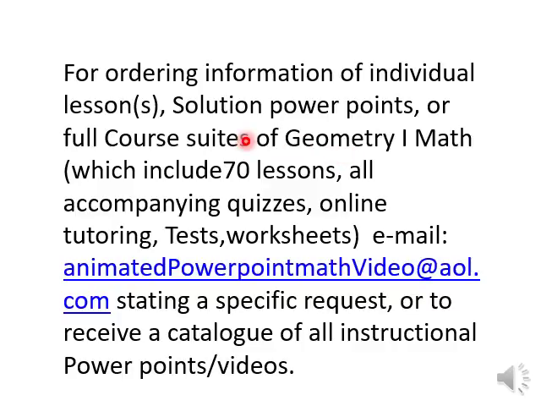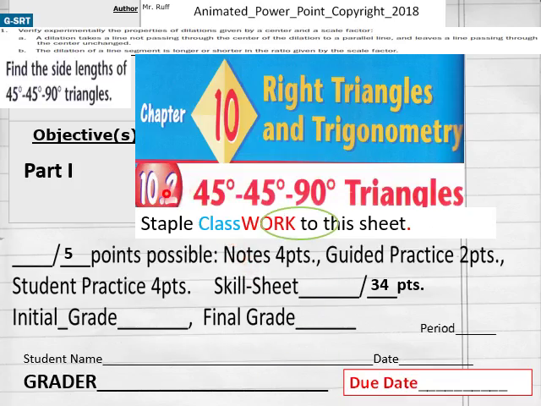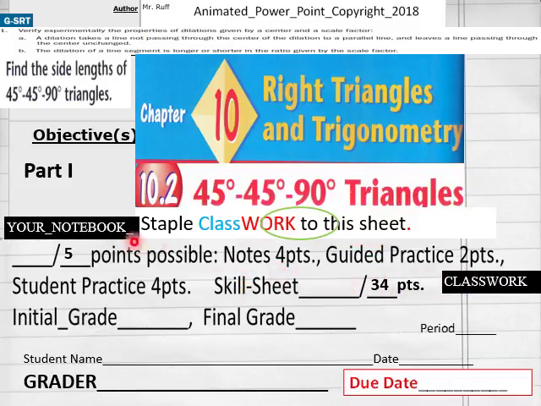Hello everybody, getting ready to do lesson 10.2 of Geometry 1 Math Part 1. And this is 45-45-90 triangles. In this lesson, we have a 34-point classwork sheet and 5 points of note-taking. Here is our objective, and here is the description of the standard.